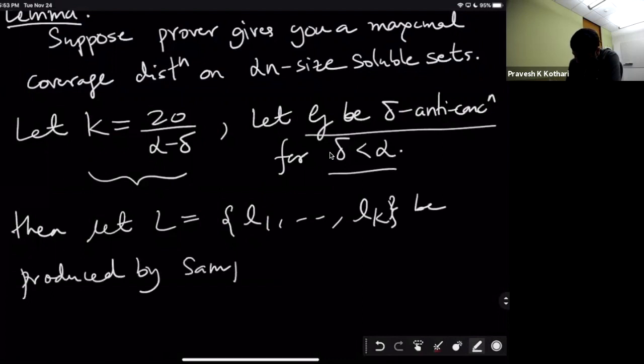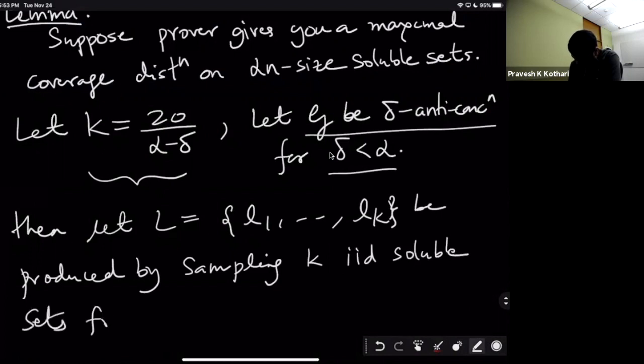by sampling K IID soluble sets. Basically, I'm just taking K independent samples from mu. Mu might have a large support, but I'm just going to take K independent samples from it. For each of the sets, I'm going to pick some vector that correctly labels each of the equations in that set. It's a soluble set, so there exists at the very least one such vector, right? And I'm going to simply return this list of size K.